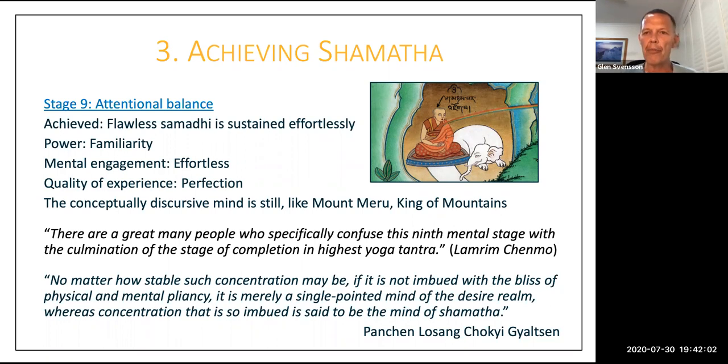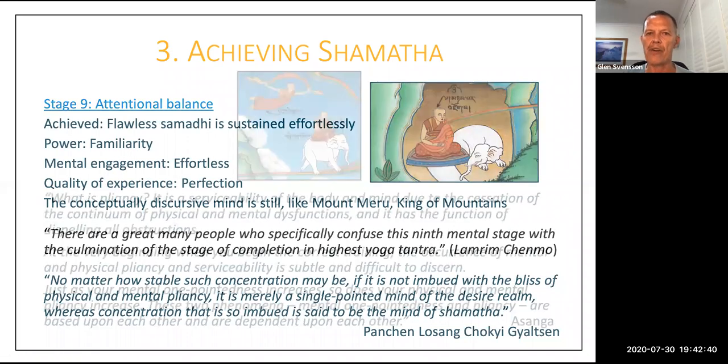And then a quote from the Panchen Lama again, Panchen Losang Chogyen, a 16th century Geluk master. In the shamatha part of his Mahamudra text, he says, no matter how stable such concentration may be, if it is not imbued with the bliss of physical and mental pliancy, it is merely a single-pointed mind of the desire realm, whereas concentration that is so imbued is said to be the mind of shamatha. So to go from this ninth stage to shamatha, we need to achieve this physical and mental pliancy. Let's have a look at the process of how that happens.